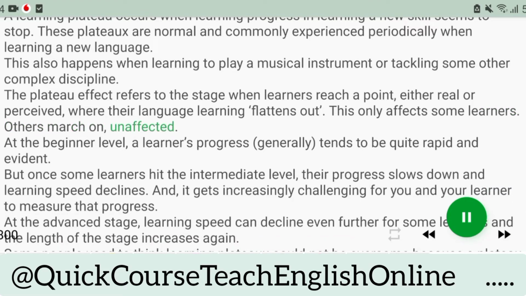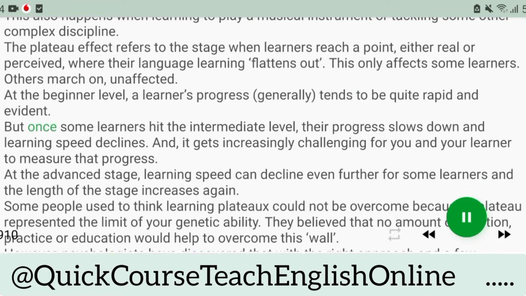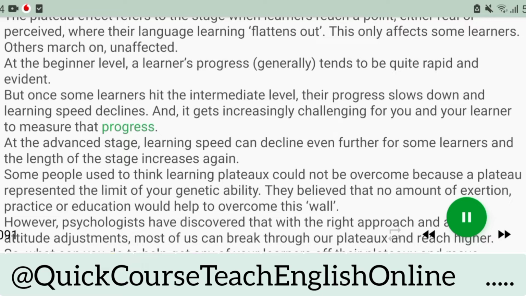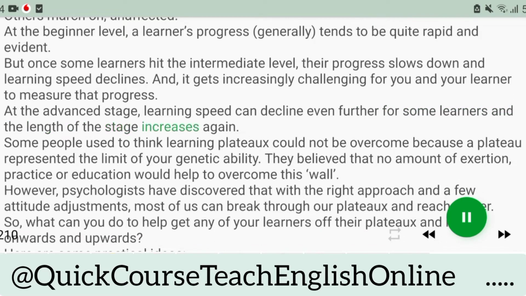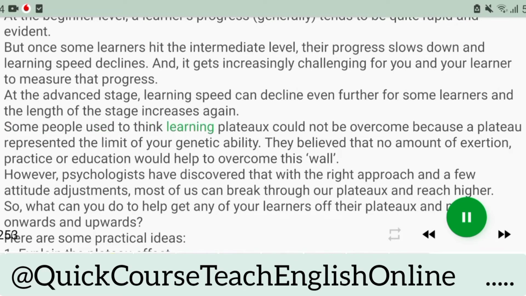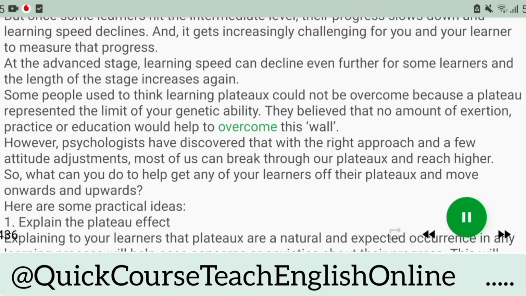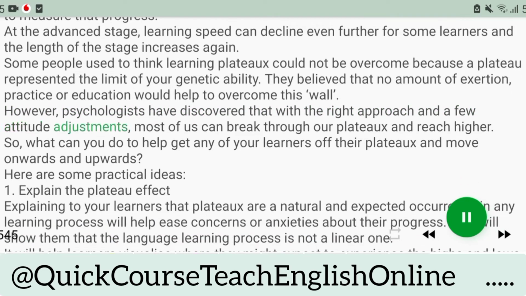Others march on, unaffected. At the beginner level, a learner's progress generally tends to be quite rapid and evident. But once some learners hit the intermediate level, their progress slows down and learning speed declines. And it gets increasingly challenging for you and your learner to measure that progress. At the advanced stage, learning speed can decline even further for some learners and the length of the stage increases again. Some people used to think learning plateau could not be overcome because a plateau represented the limit of your genetic ability. They believed that no amount of exertion, practice or education would help to overcome this wall. However, psychologists have discovered that with the right approach and a few attitude adjustments, most of us can break through our plateau and reach higher.